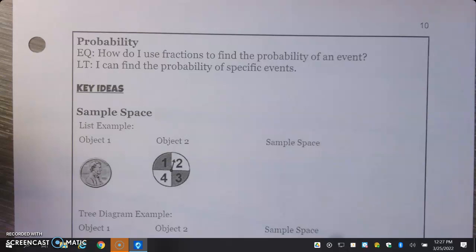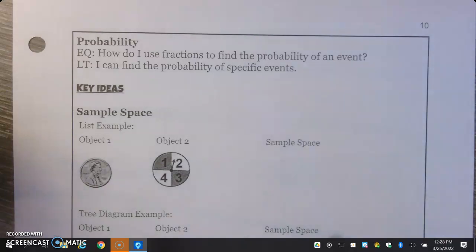All right, so the big idea about probability was sample space. When we find the sample space, there are two ways we can do this. We can list the outcomes, like we can make a list of all the different outcomes, or we can make a tree diagram. So we're going to start with a list. I have this coin, and then I have a spinner. I'm going to first flip the coin and then spin the spinner.